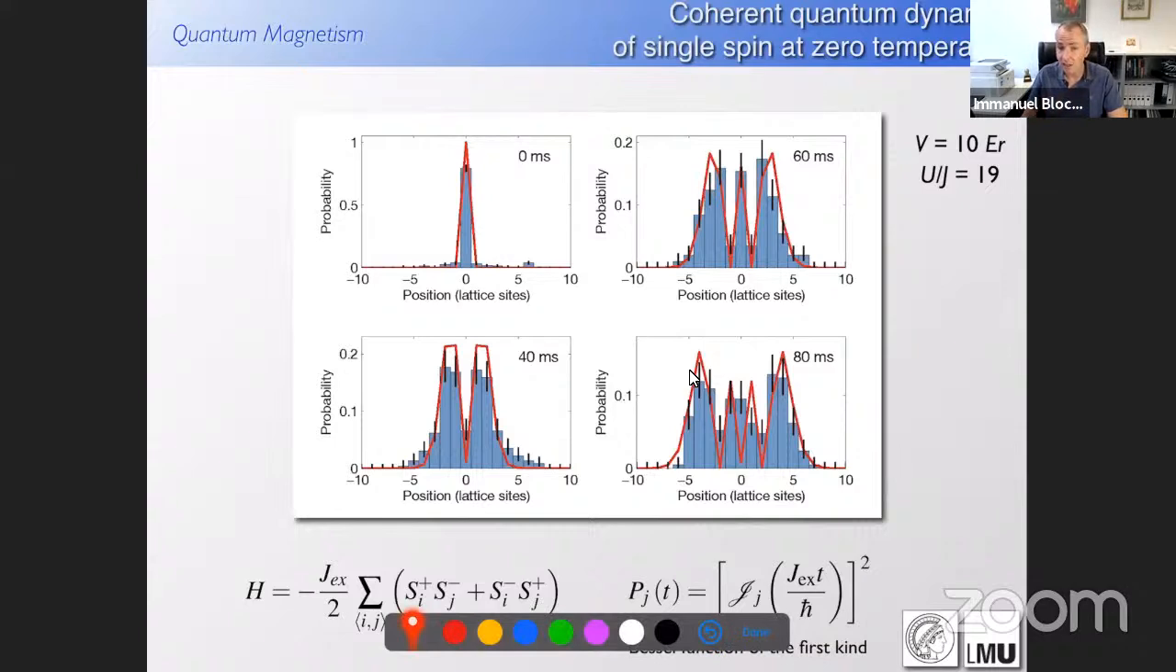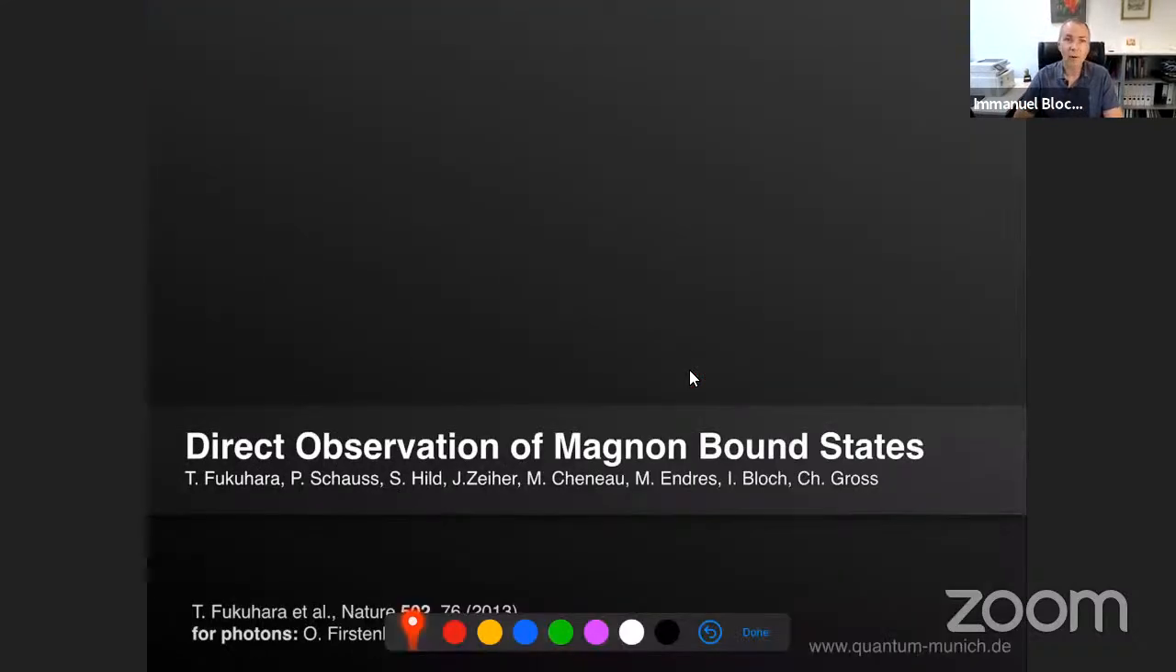It's just given by this Bessel function. And you can actually see that matches very, very nicely with what we see in the experiment. So a single spin in a ferromagnetic chain, very simple, is basically just like a single atom tunneling on an empty lattice. It's just a simple single particle problem.